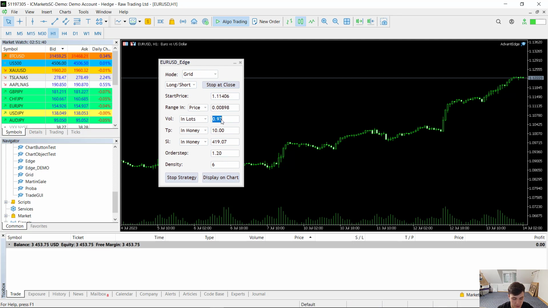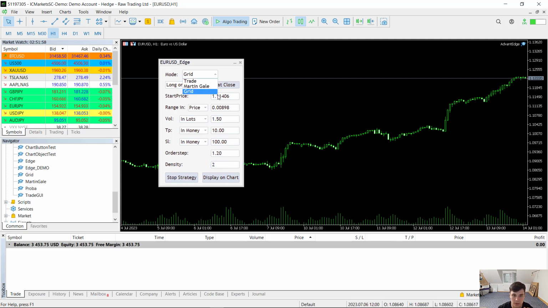So for example, if I change something here, let's say I type in 1.5 lots, the stop loss is 100, the density is 2, and I want to see my running strategy again, then I'm just going to click on the grid again, and it will display the currently running strategy for me. Same goes with the martingale. As you can see, it displays the martingale we have.